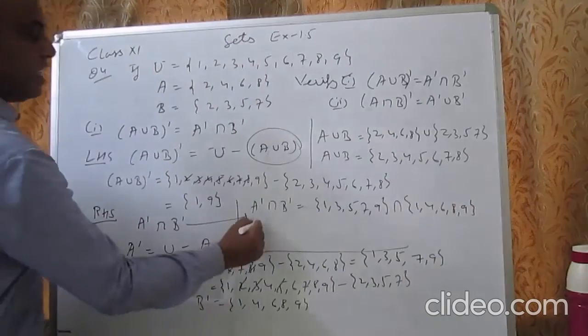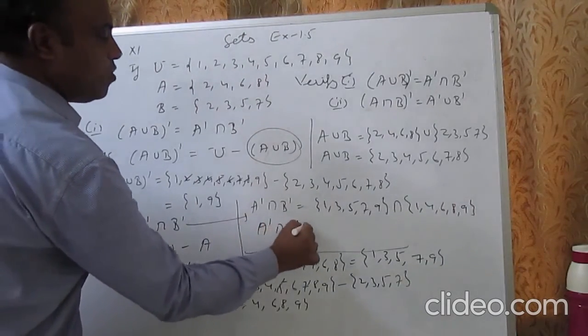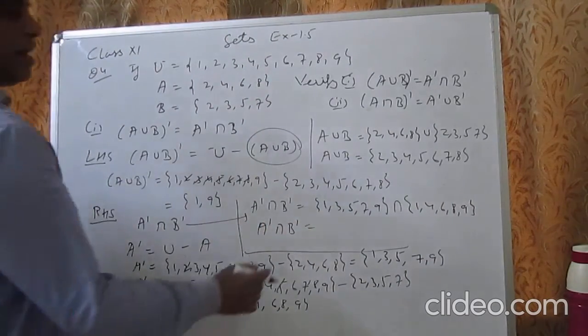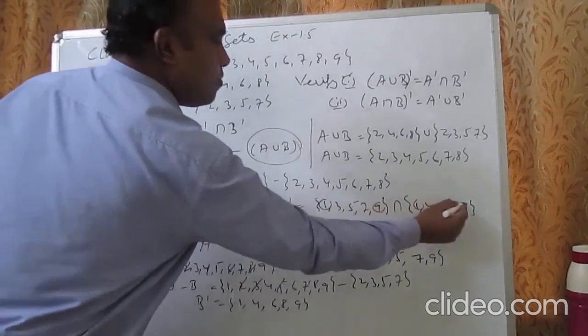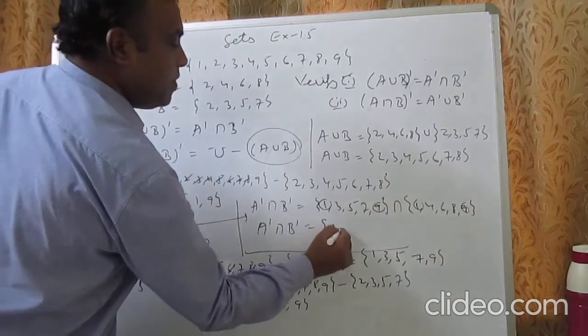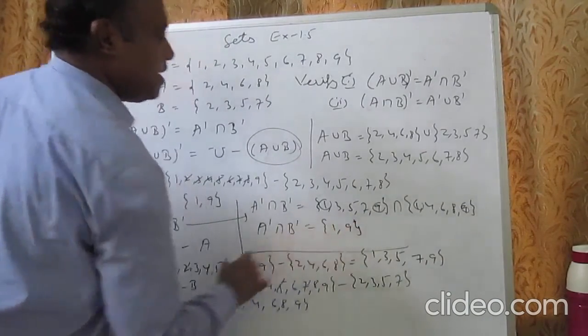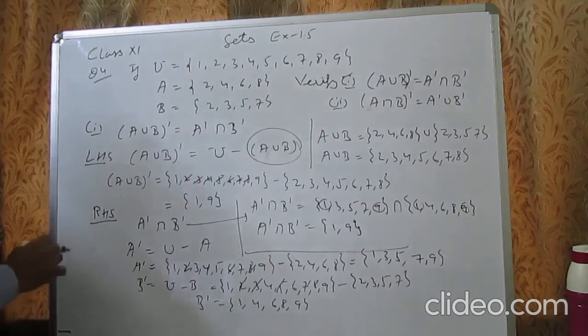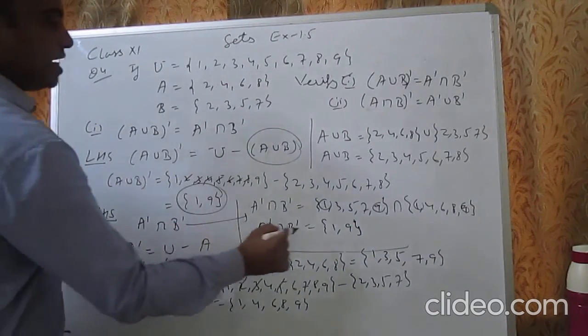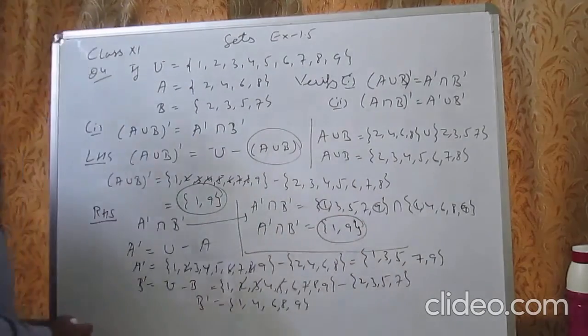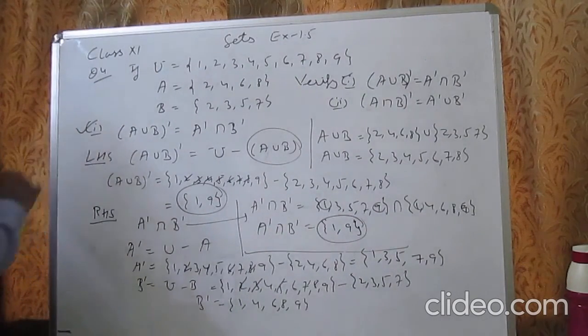Now see, A complement intersection B complement is equal to what is common? 1 is common and 9 is common. So the elements are 1, 9. You can see that the left hand side is 1, 9 and the right hand side is also 1, 9. So we can verify De Morgan's first law.